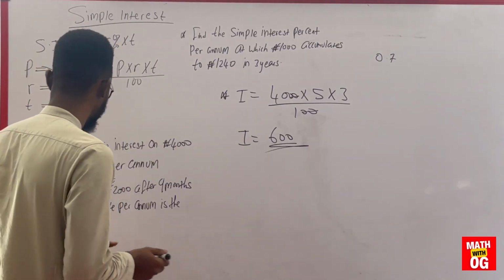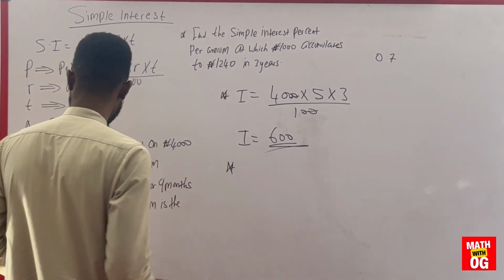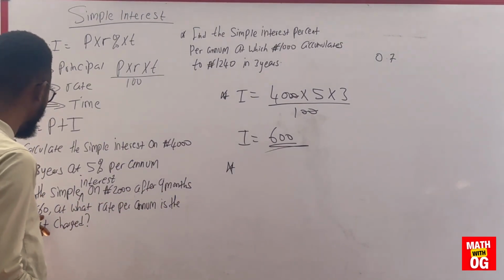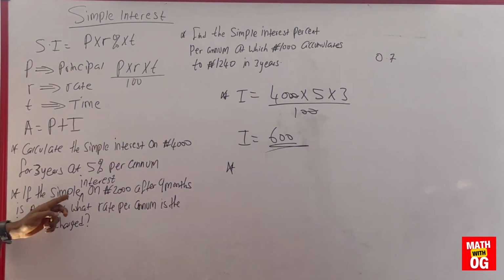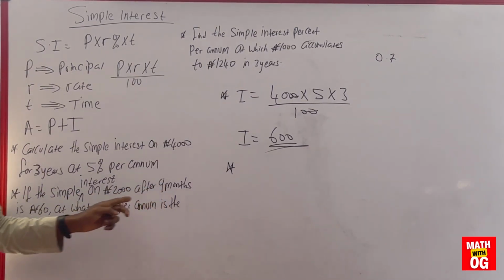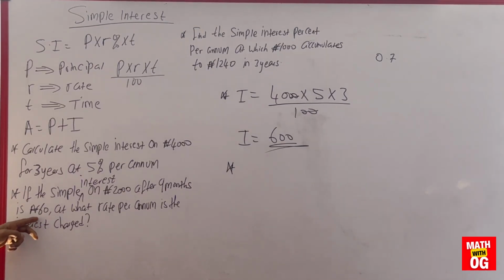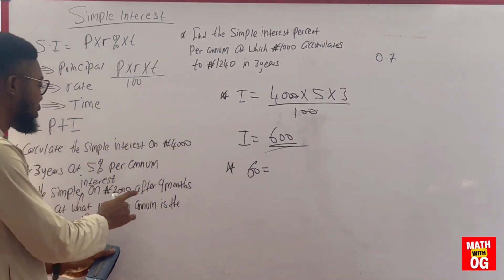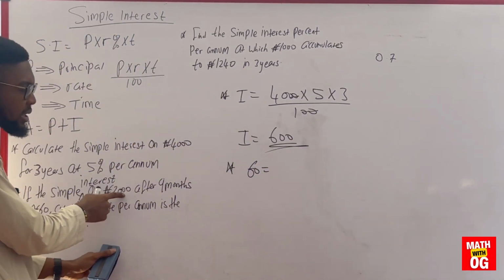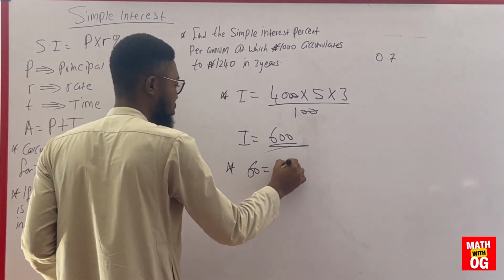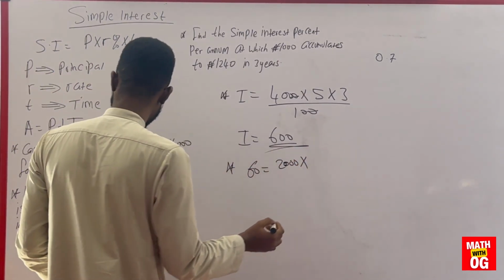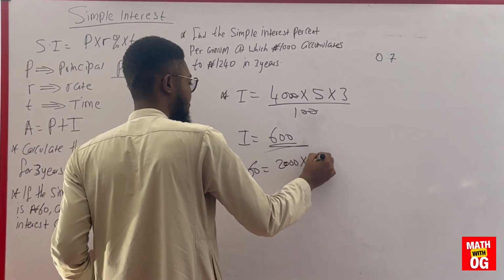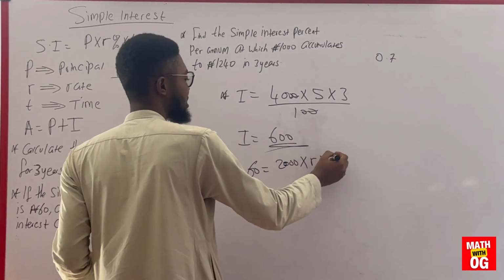Now, second question. So I'll still put the same formula. Simple interest on 2,000 naira after 9 months is 60 naira. So this is the simple interest. So simple interest is 60 naira, equal to, making this guy the principal, 2,000. Then your rate is what we are looking for. Let's look for our rate in percent, so I'll divide by 100. My time is 9 months.